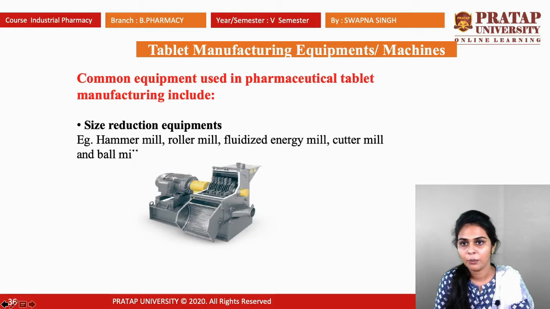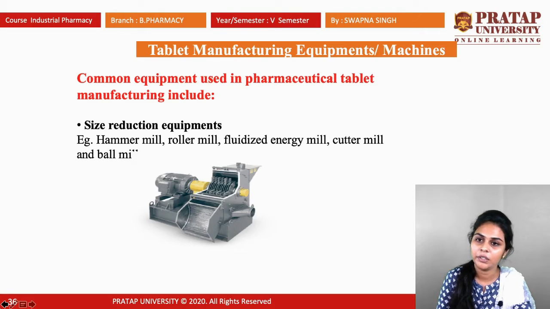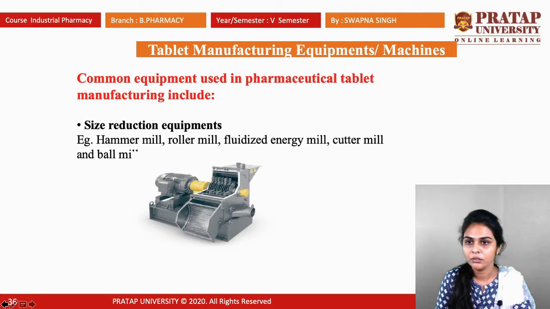Next, common equipment used in pharmaceutical tablet manufacturing includes, first, size reduction equipment. The first step during the preparation of a pharmaceutical tablet is to reduce the size of all the ingredients required for compression of the tablet. There are different size reduction equipments available, like hammer mill, roller mill, fluidized energy mill, cutter mill and ball mill. These are all used to reduce the size of that particular material.